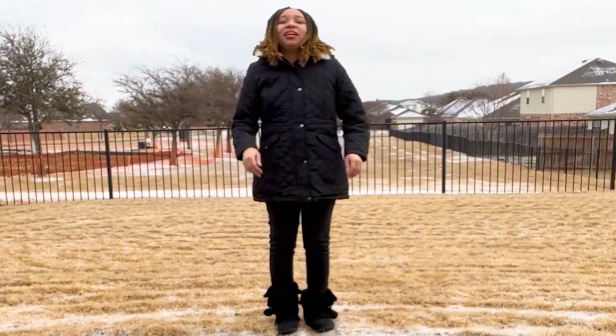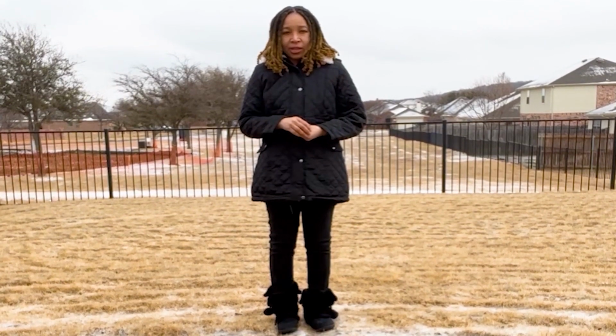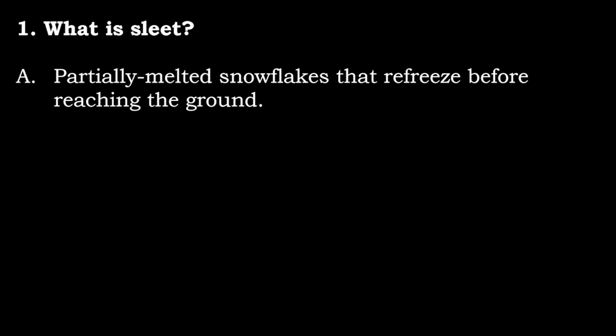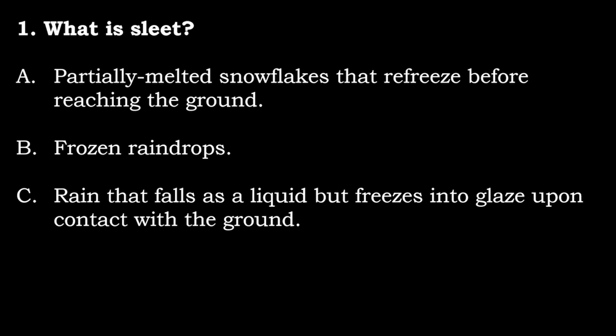And now you know what time it is. It's quiz time. You will have five questions to answer, and they're pretty easy, and about five seconds to answer each one. Number one, what is sleet? A, partially melted snowflakes that refreeze before reaching the ground. B, frozen raindrops. Or C, rain that falls as a liquid but freezes into glaze upon contact with the ground. The answer is A, partially melted snowflakes that refreeze before reaching the ground. Remember, sleet is not frozen raindrops.